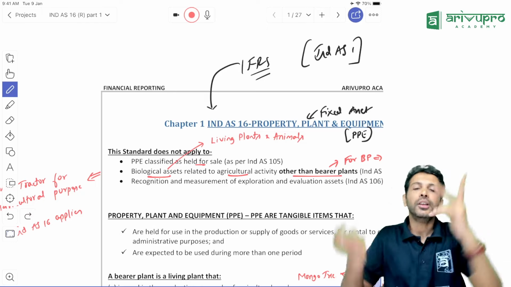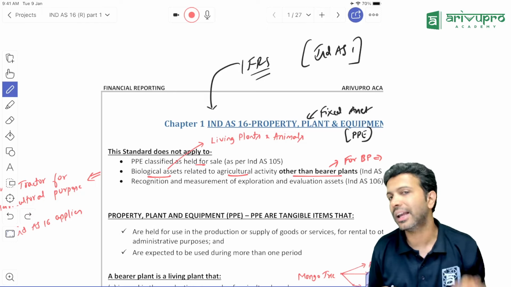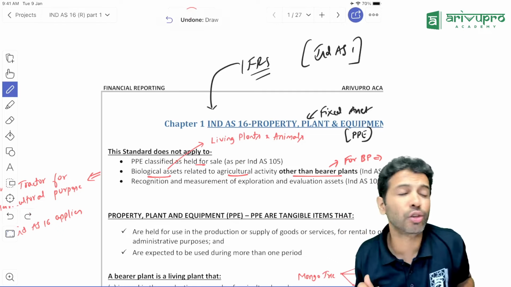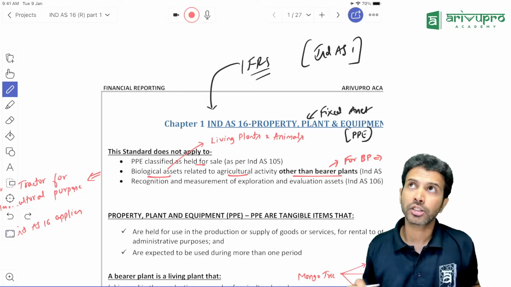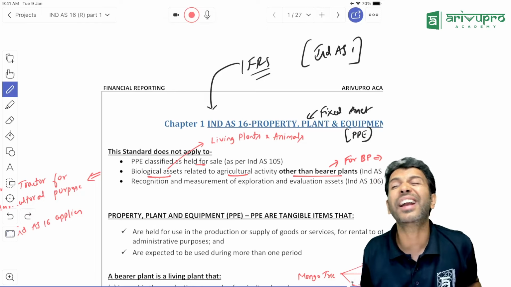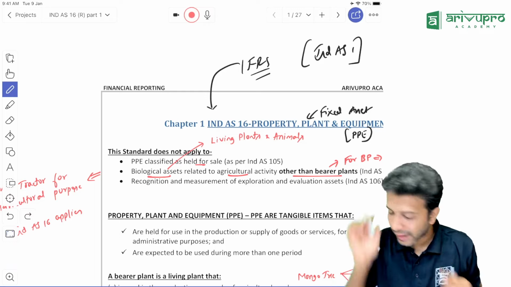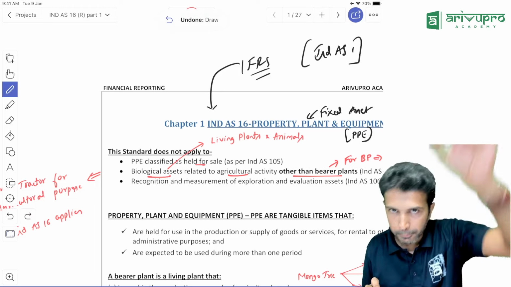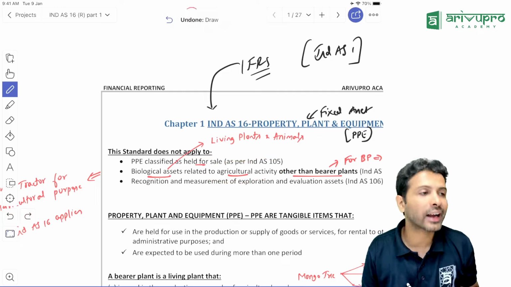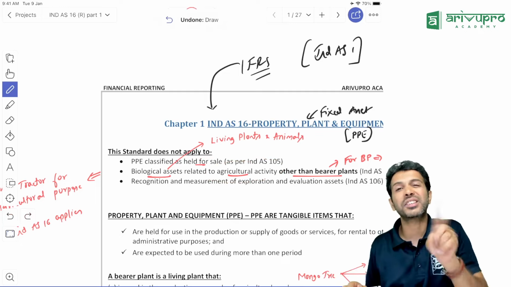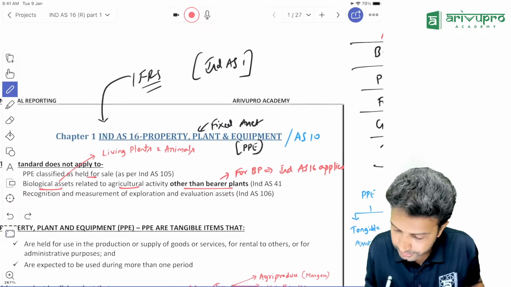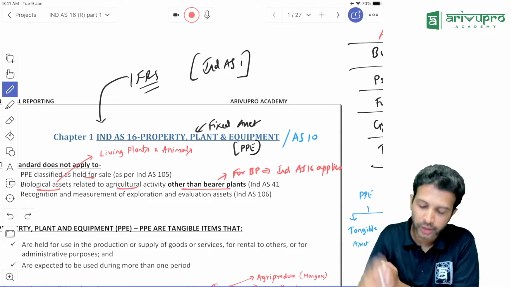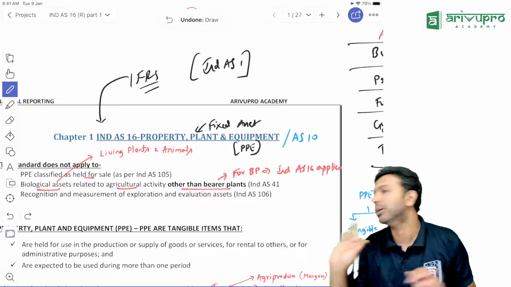That is one. The second one is biological assets used in agricultural activity. Biological assets means plants and animals, living plants and animals. If you have living plants and animals used for agricultural activity, then we have a separate standard called Ind AS 41, agriculture. That standard talks about it. Hence, Ind AS 16 is not applicable to that particular asset.